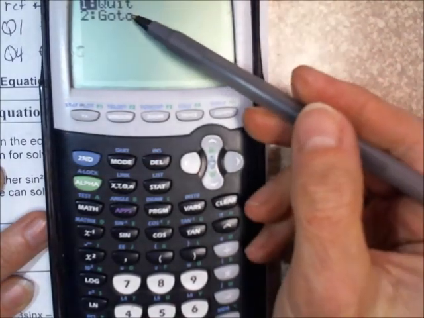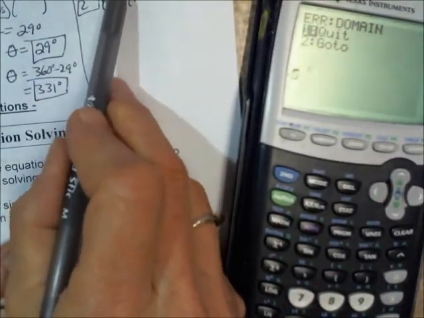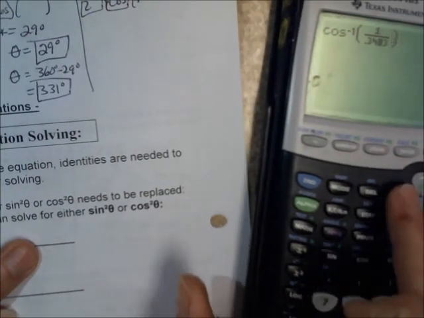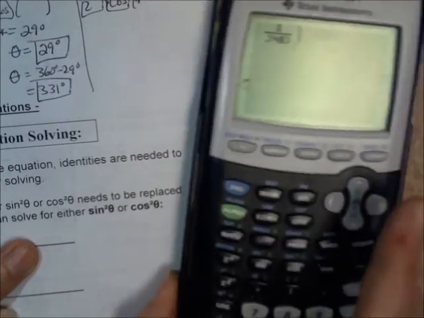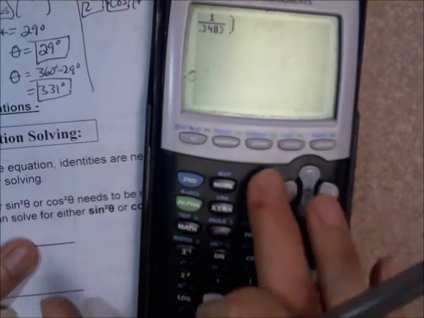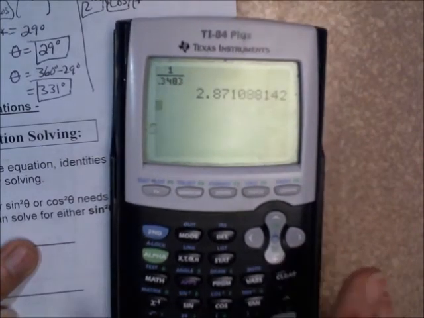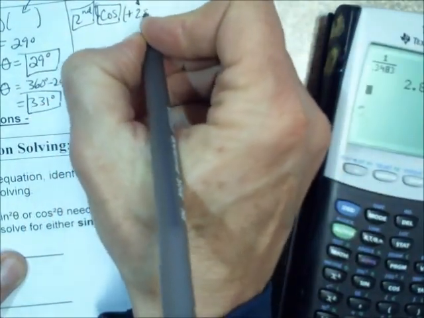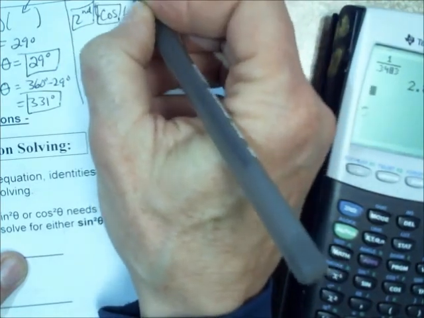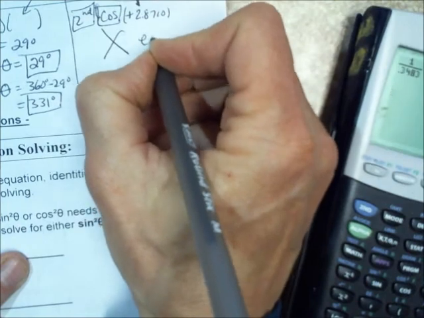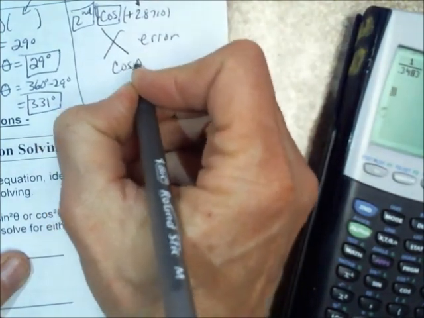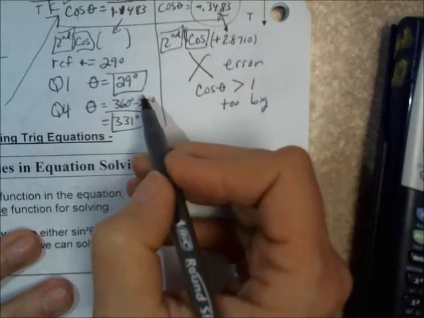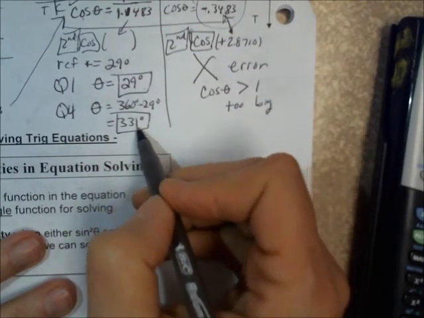And you're going to get an error out of this, because if you actually do 1 over that number, it's going to give you a number that is greater than 1. Like if I take this secant inverse out of there and I just try to figure out what this value is, this value is actually 2.8710. So when you do secant inverse of 2.8710, which is the same number as this, you will get an error because cosine of theta is greater than 1, which is too big. It's got to be less than 1. So in this particular problem, you only have 2 answers, 29 degrees and 331.